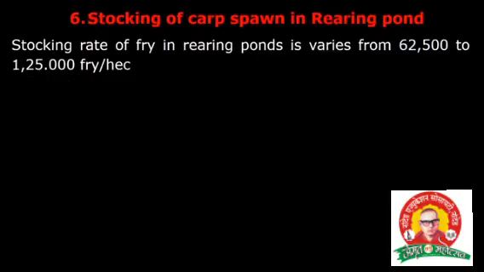Then the sixth point is the stocking of fry. It depends upon the pond stocking capacity. Nursery, rearing and stocking ponds have different capacities. Stocking of carp spawn in the rearing pond: the stocking rate of fry in the rearing pond varies from 62,500 to 1,25,000 fry per hectare. This is the capacity of the pond. Stocking of carp in the rearing pond.